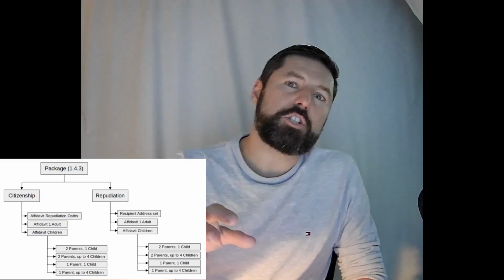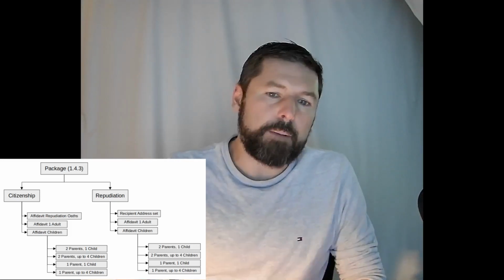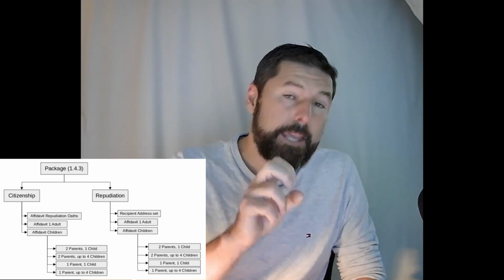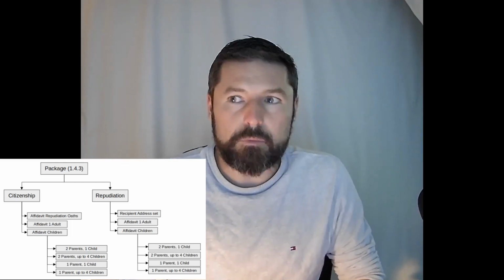All right? So the packages, if we open them, I'm going to show the structure. They're fairly similar for both. We have two aspects, okay? The first aspect is immigration into Teos, so to become a Teos citizen. And the second aspect, which is optional, is repudiation of a foreign citizenship, right?